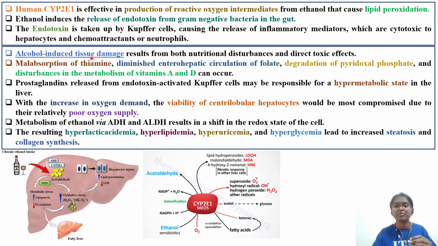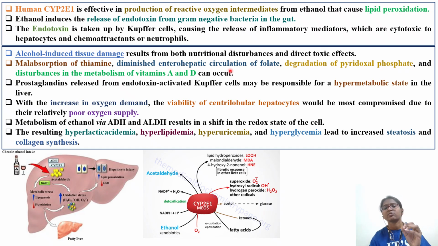Now we are discussing how alcohol has adverse effects on the tissue, particularly liver tissue, resulting from nutritional disturbances. Why? Because we have seen Wernicke-Korsakoff syndrome is two different things together. The first part is because of thiamine deficiency, a vitamin, so we'll discuss that one. So here it results from both nutritional disturbances and direct toxic effects, malabsorption of thiamine. So there is decreased absorption or interference in the absorption of this particular vitamin, thiamine.